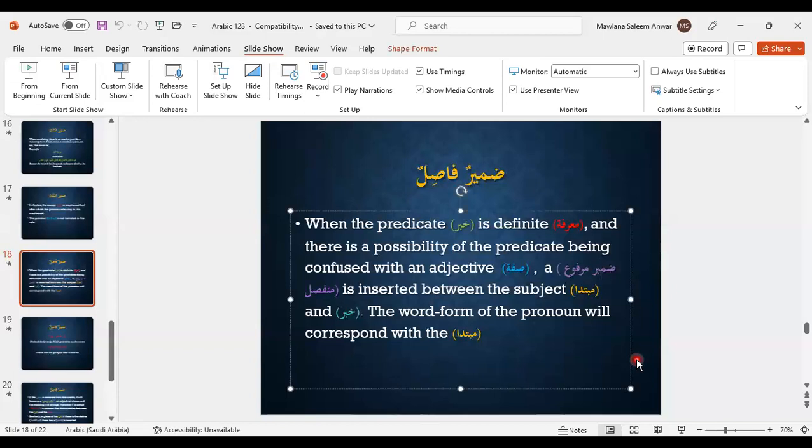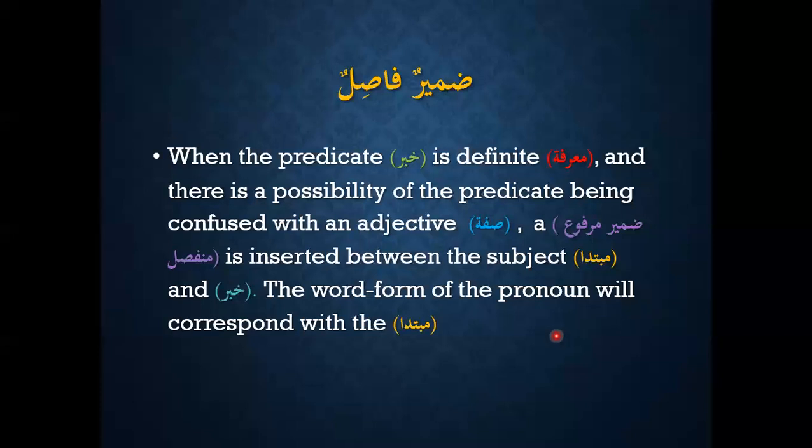So you are allowed to add a ضمير مرفوع منفصل between the subject and the predicate, mubtada and khabar. The word form of the pronoun will correspond with the mubtada. So an example is this: Inna Allaha huwa ar-razzaq. So you could just say Allahu ar-razzaq or Inna Allaha ar-razzaq.